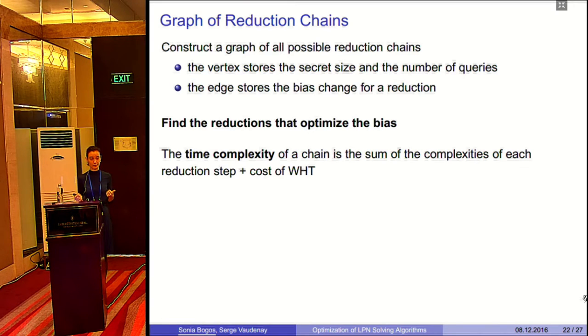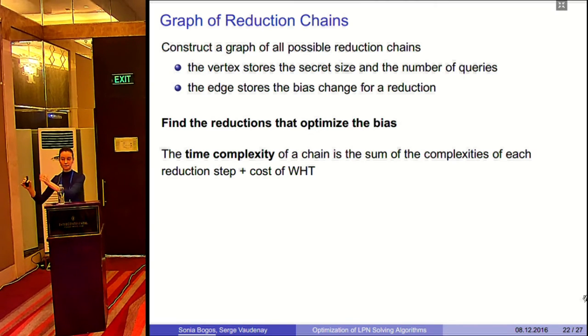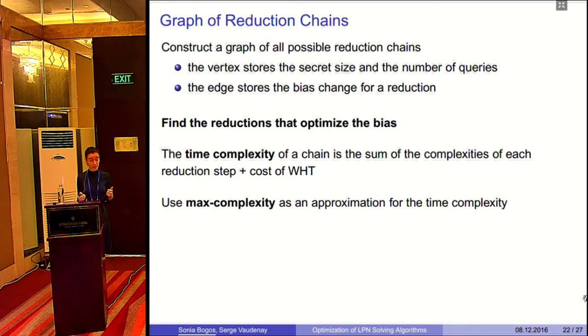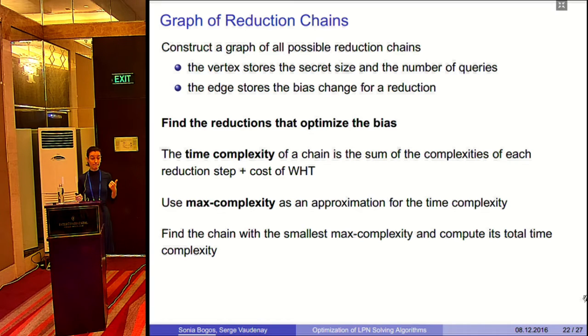And the way we are doing this is by computing the time complexity. So a natural way to define the time complexity for a chain is that we take all the reductions that we use and we add up their cost, and at the end we add the cost of the Walsh-Hadamard transform. Now, in order to simplify our analysis a bit, we use an approximation. When we have a chain with several reductions and the Hadamard transform, we look at the maximum complexity and we call that term max complexity. And instead of looking at the chain with the smallest time complexity, we're going to look at the chain with the smallest max complexity. And after we find this chain, we're going to compute its total time complexity.